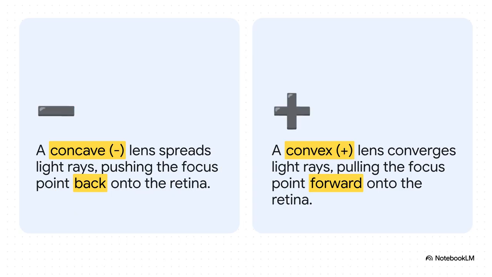So how do we fix this? Well, it's all about rebending that light before it gets too far. For nearsightedness, we use a concave, or a minus lens. It spreads the light rays out just enough to push that focus point back where it belongs, right on the retina. And for farsightedness, you guessed it, we do the opposite. A convex or plus lens brings those light rays together to pull the focus point forward. It's a really elegant solution when you think about it.